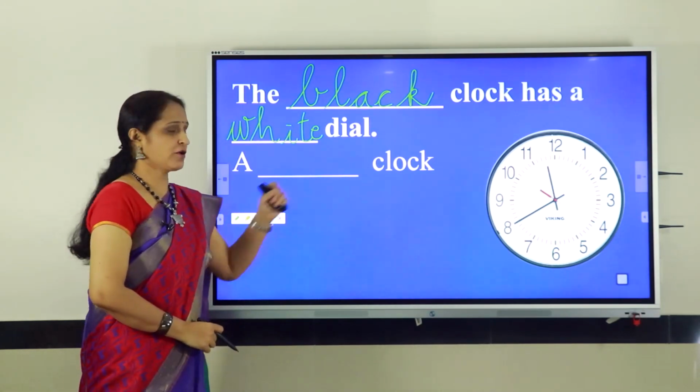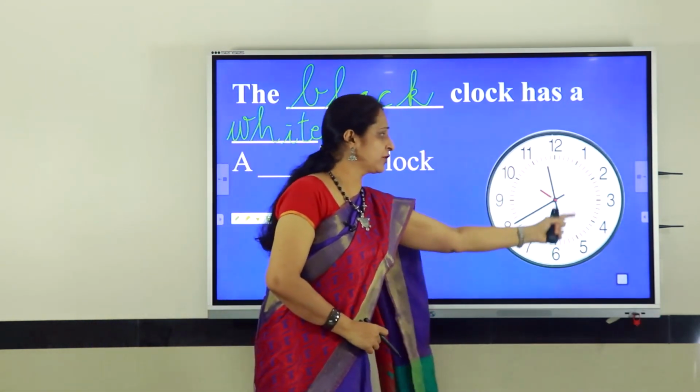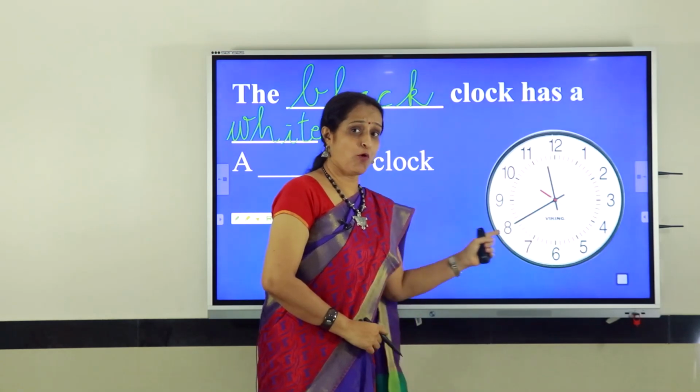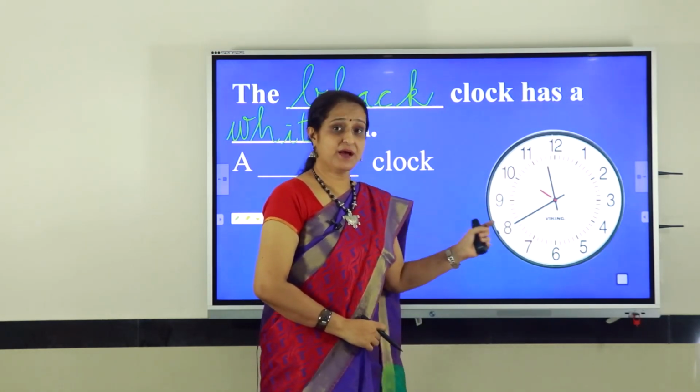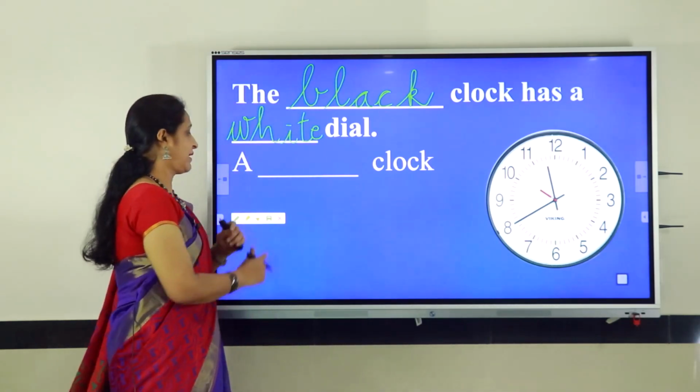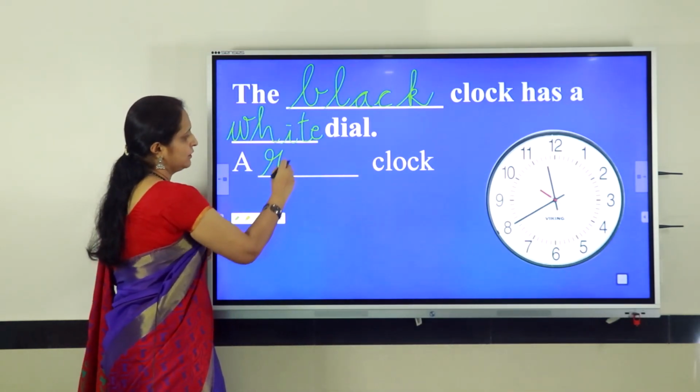A dash clock. See the shape of the clock, children. Is it oval or round? Yes, the shape is round. So, we can write a round clock.